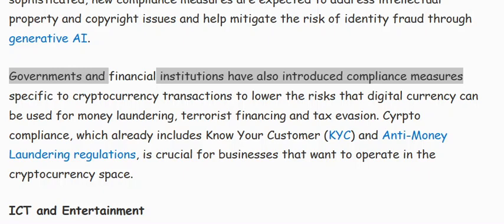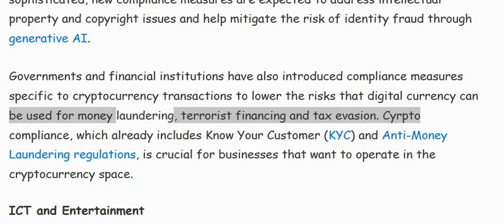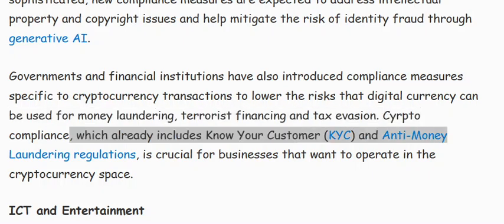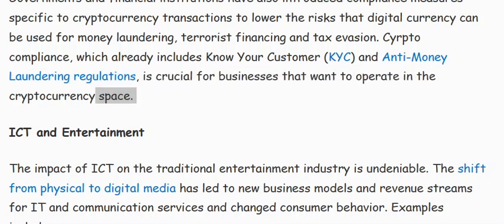Governments and financial institutions have also introduced compliance measures specific to cryptocurrency transactions to lower the risks that digital currency can be used for money laundering, terrorist financing, and tax evasion. Crypto compliance, which already includes Know Your Customer, KYC, and anti-money laundering regulations, is crucial for businesses that want to operate in the cryptocurrency space.